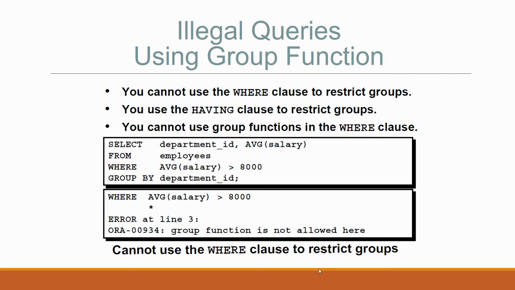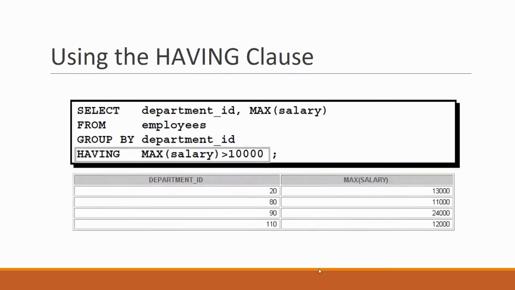The where clause cannot be used to restrict groups. The select statement on the slide results in an error because it uses the where clause to restrict the display of average salaries of those departments that have an average salary greater than $8,000. You use the having clause to restrict groups. The slide example displays department numbers and maximum salaries for those departments whose maximum salary is greater than $10,000.